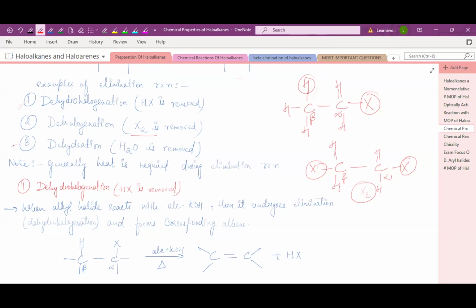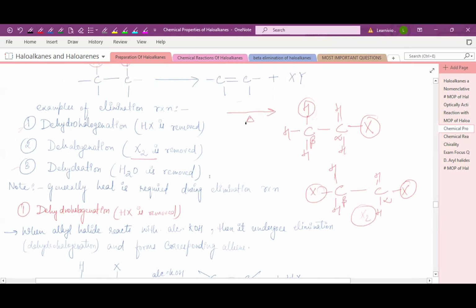And in the elimination reaction, because you are removing something, for removing something you require energy. So basically heat is required. Generally, heat is required during the elimination reaction. You will notice in the reaction that the heat symbol is given. It means that in the elimination reaction, heat is required. Okay, got it.